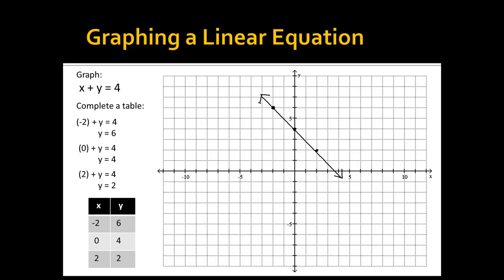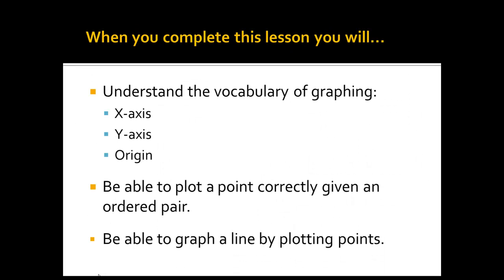So it's not too hard. When you're plotting points, you're just picking values to substitute in for x, solving for the y that goes with that, and then plotting those points and drawing the line. Alright, when you finish the homework that goes with this lesson, hopefully you'll have a good understanding of what the x-axis is, the y-axis, and the origin. You'll be able to plot a point correctly given an ordered pair, and you'll be able to graph a line by plotting points.